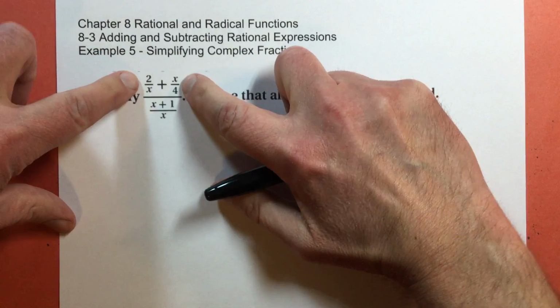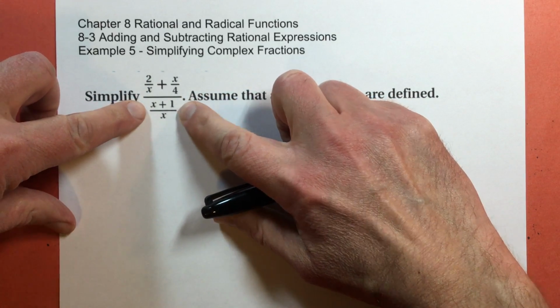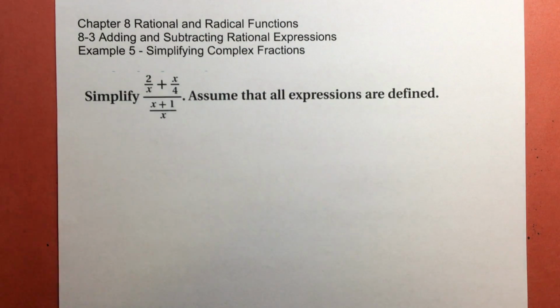I have this sum, 2 over x plus x over 4, that's being divided by x plus 1 over x. This is what we call a complex fraction. A little bit of a side note about that: the last time you heard me say complex was when we were talking about complex numbers, like a plus bi, where i is the imaginary part. That's not what we're talking about here. We're using the word complex in the sense of complicated.